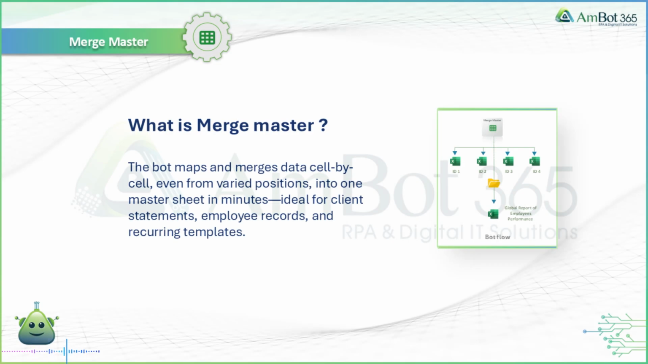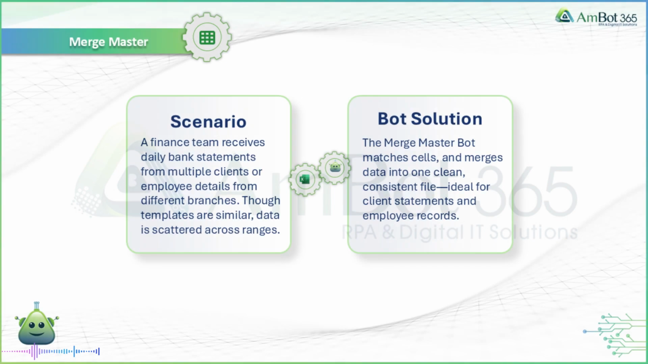Merge Master or random consolidation maps and merges data from scattered cell locations and creates a structured master file in minutes. Ideal for bank statements, employee records, or client reports. In this scenario, let's say there are Excel files from multiple clients or branches with the same template, but different layouts. Merge Master reads each mapped cell and consolidates it into one clean sheet, even if files are not aligned.